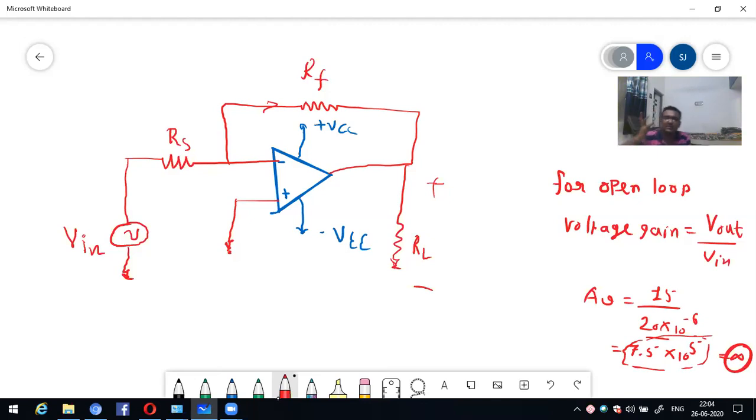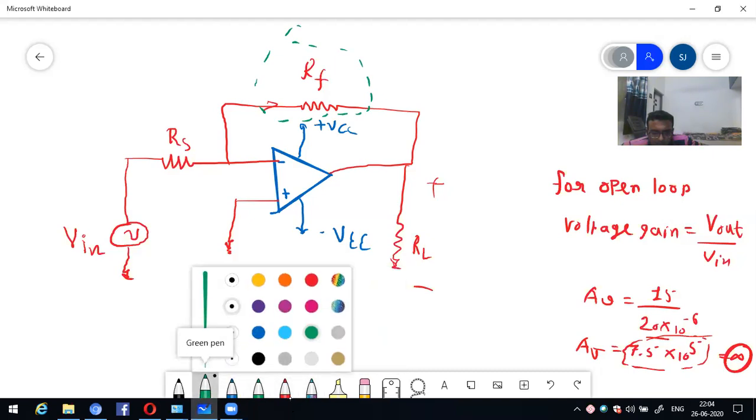10 raised to 5 means 1 lakh, 2 lakh. This type of gain is practically not possible. So ideally infinite gain we can get from the open loop configuration. This is the limitation. Output voltage must be kept under control. That's why one feedback resistor is introduced here. What is the function of this feedback resistor?